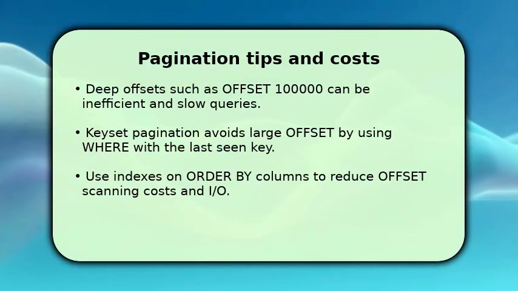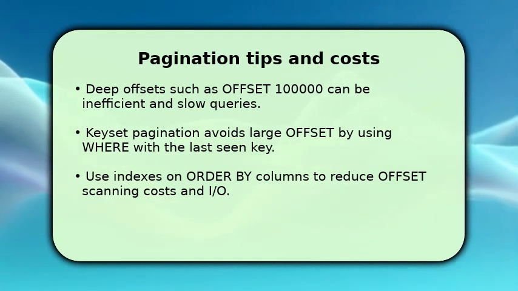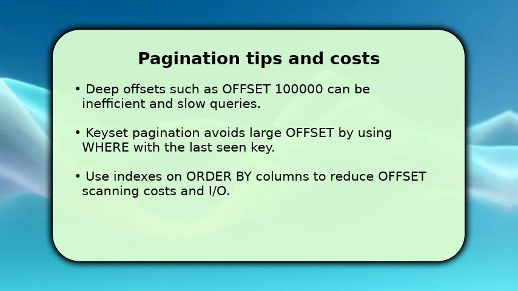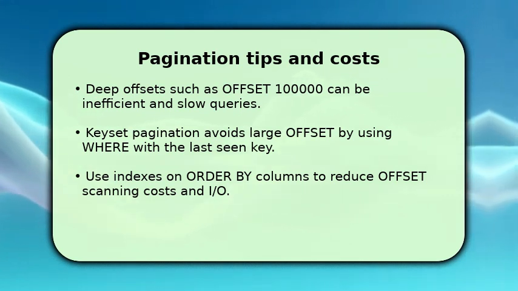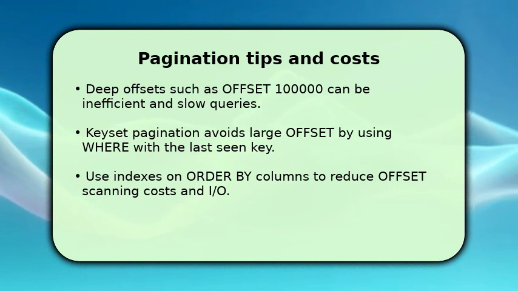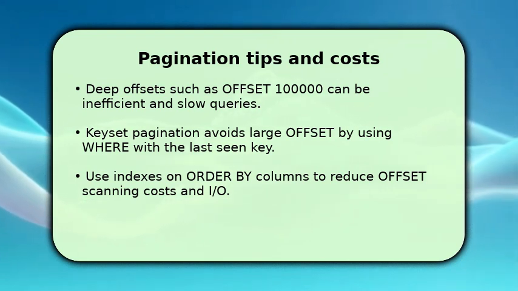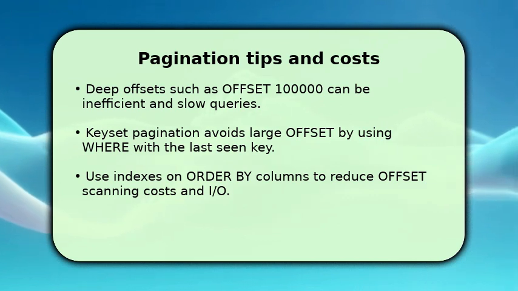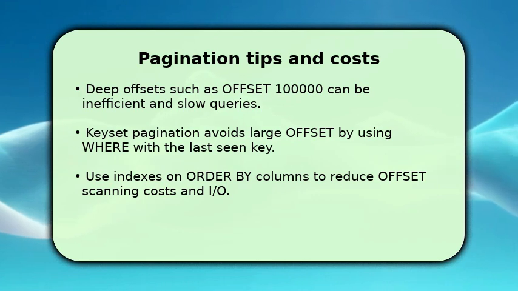Deep offsets such as offset 100,000 can be inefficient and slow queries because the database must scan and discard many rows. To avoid this, prefer keyset pagination using where with the last seen key for the next page. Keyset pagination returns rows after a specific value and does not require large offset calculations.